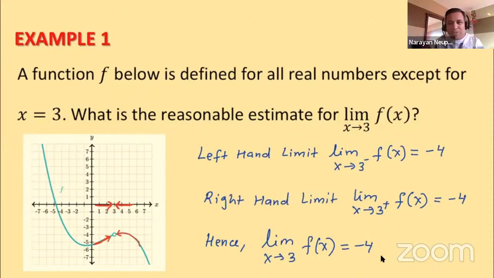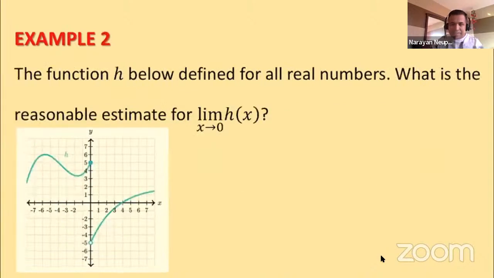So let's move on to the next example. Okay, here is the second example. Again, the graph is given. Here is the graph of the function h below. It is defined for all real numbers. What is a reasonable estimate for the limit as x approaches 0 of h of x?